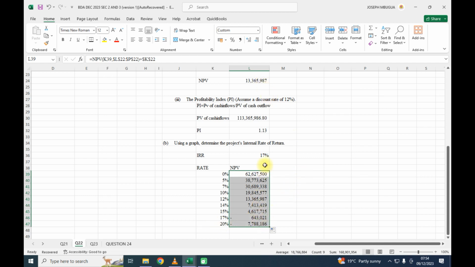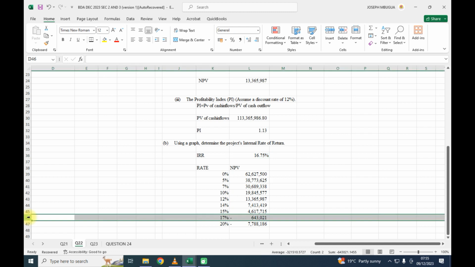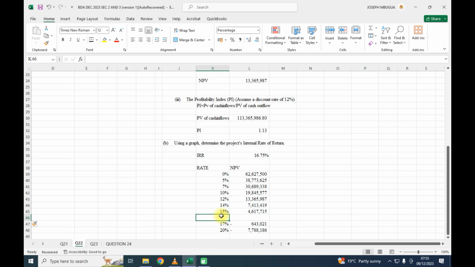At 17 we are having this, and this one, if we can increase the decimal, we can find that it is 16 point something. Yeah, 16.75. Whatever I was to include here, I have this one of 16.75 with the 2 decimals, and I fill this. You'll find that it will give you 0.